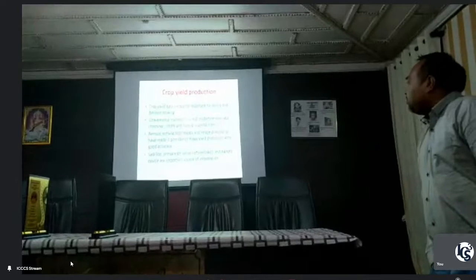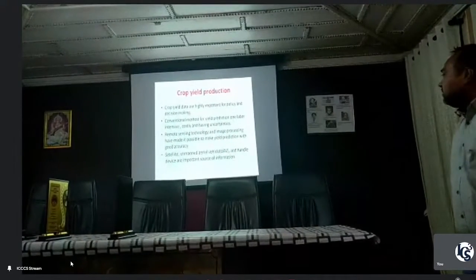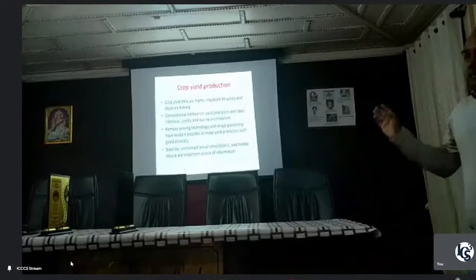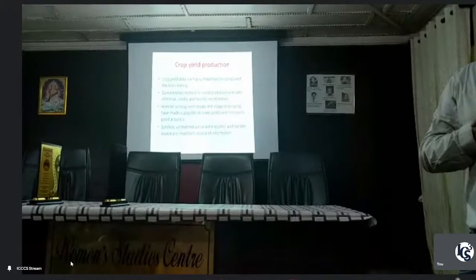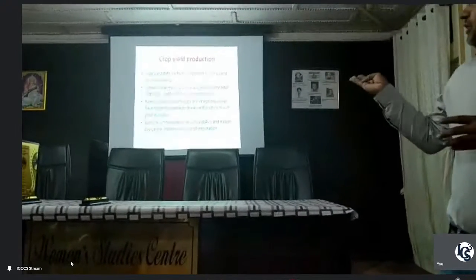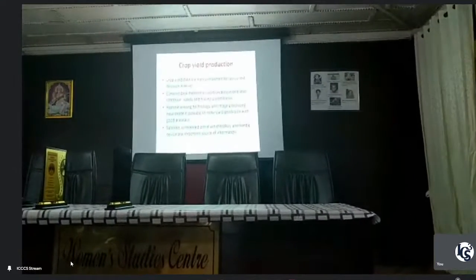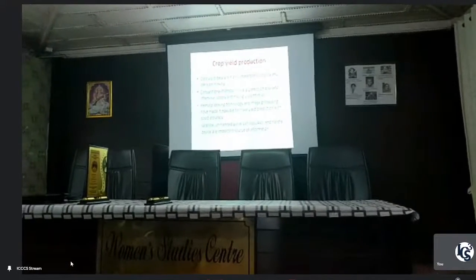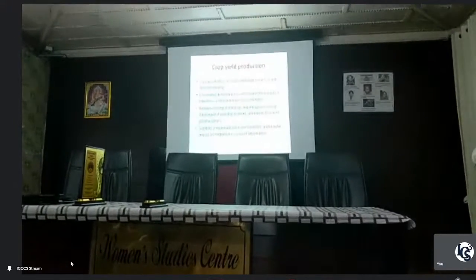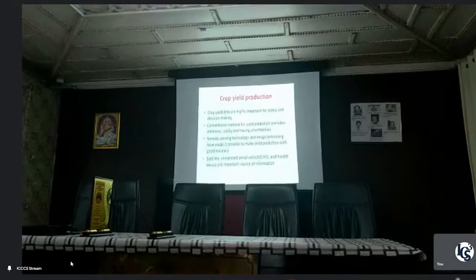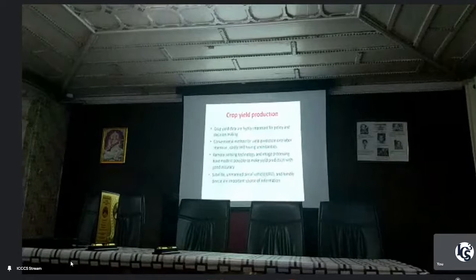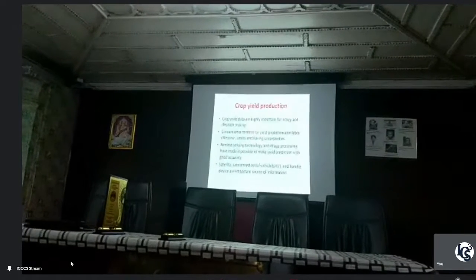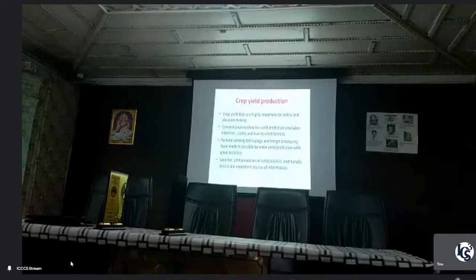Now next, remote sensing technology and image processing have made it possible to make yield predictions with good accuracy. With the help of remote sensing, we can find out the yield prediction easily, and this is a very useful technology. Satellites, unmanned aerial vehicles and handheld devices are important sources of information. Basically, we also use the UAV device to capture images and then process them. Now next.